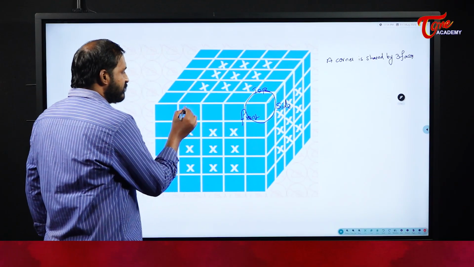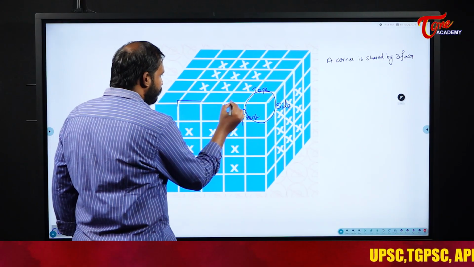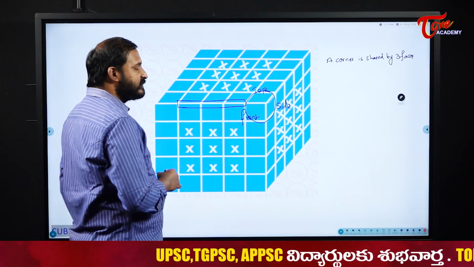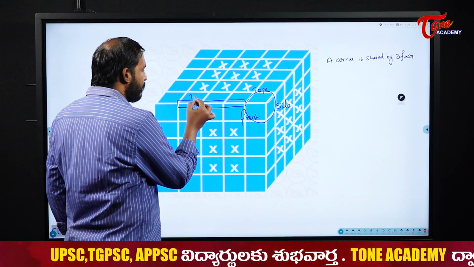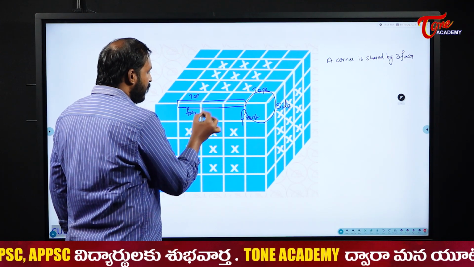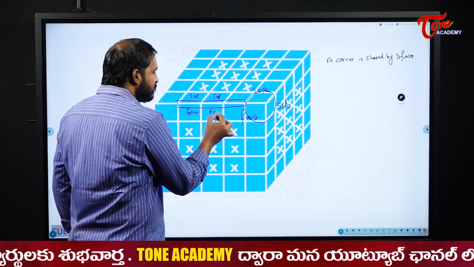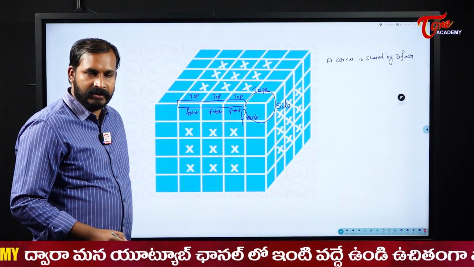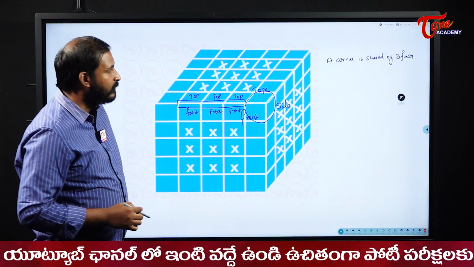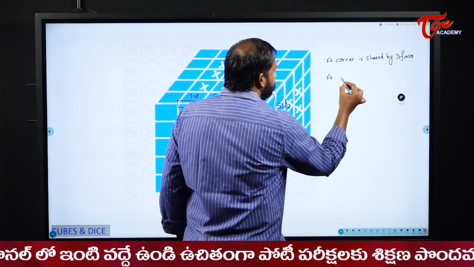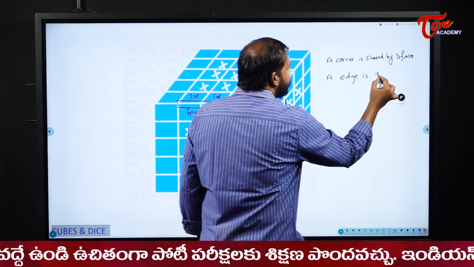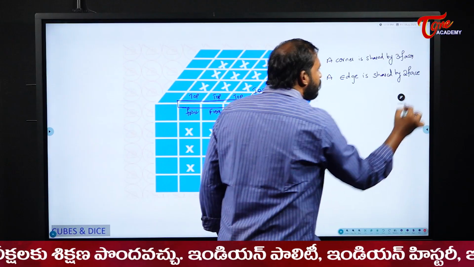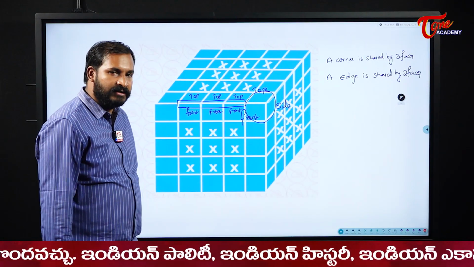Next, when it comes to an edge, what is the edge here? This is an edge, right? This completely is an edge, but I am considering only this one. So in this edge, this is a top and this is a front, right? Same cube, top and front. Yes sir, top and front, the same cube. So that means an edge is shared by how many faces? 2 faces. An edge is shared by 2 faces.